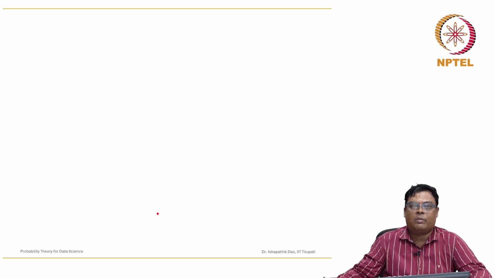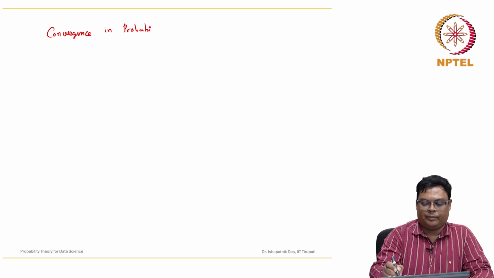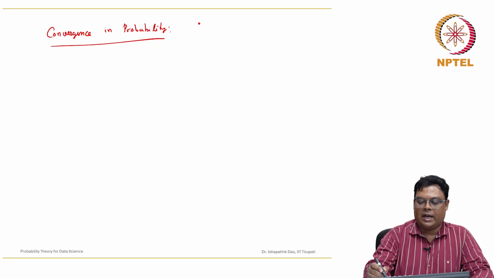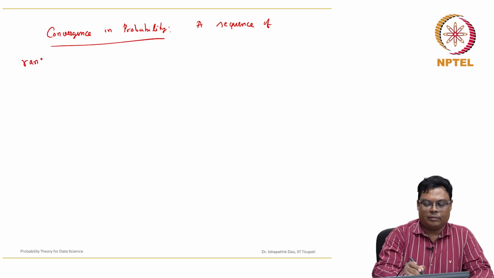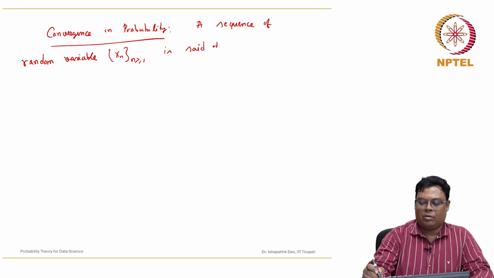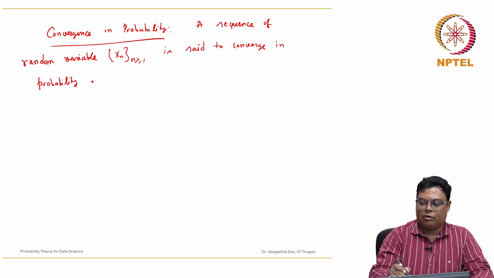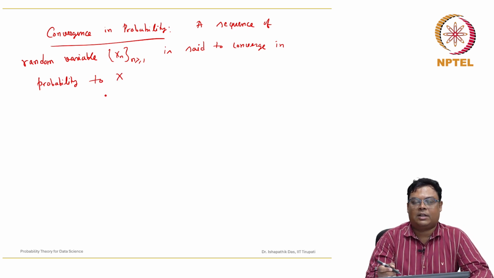One is called convergence in probability. A sequence of random variables xn is said to converge in probability to a random variable x. It may be a constant random variable also, so we can say some real number.